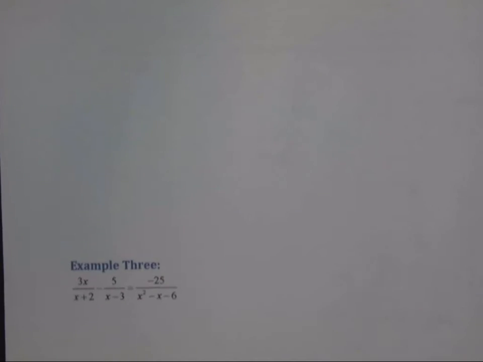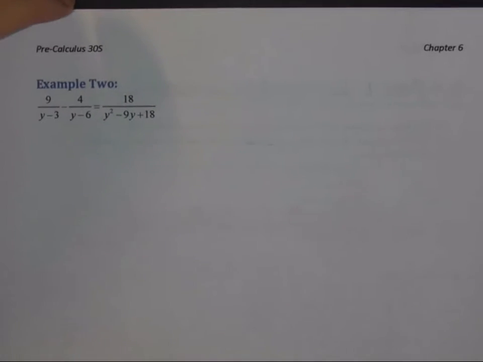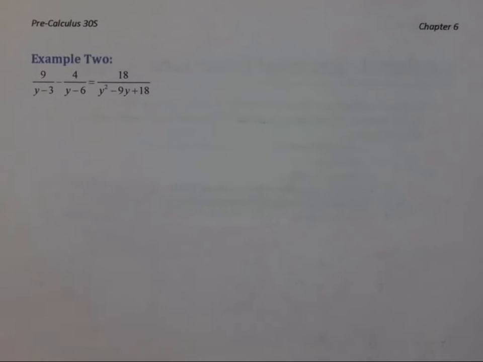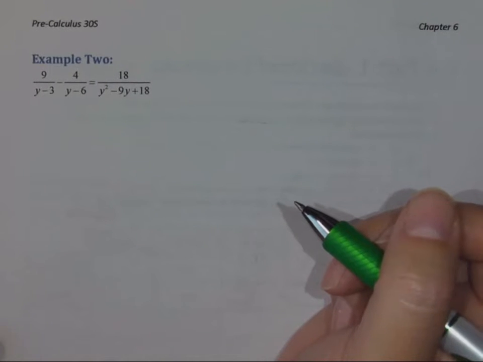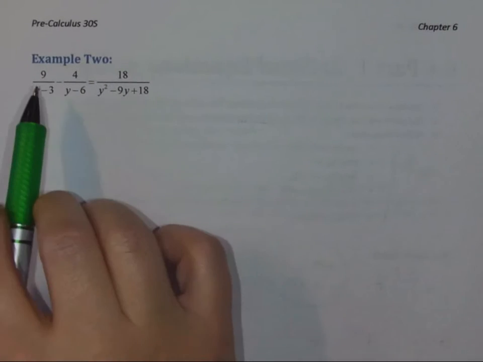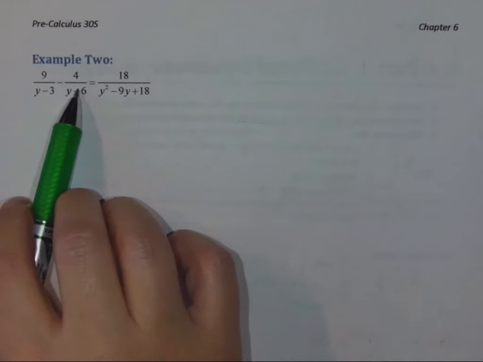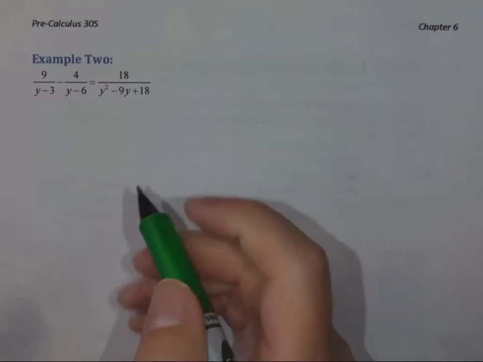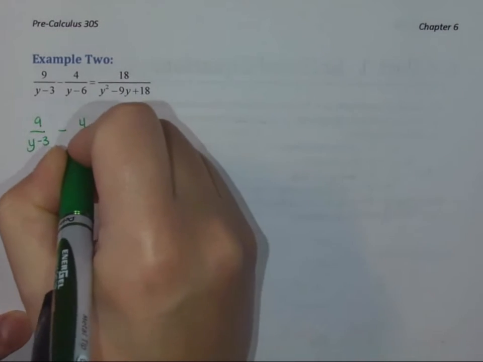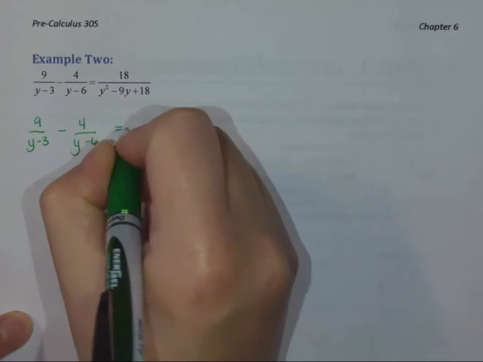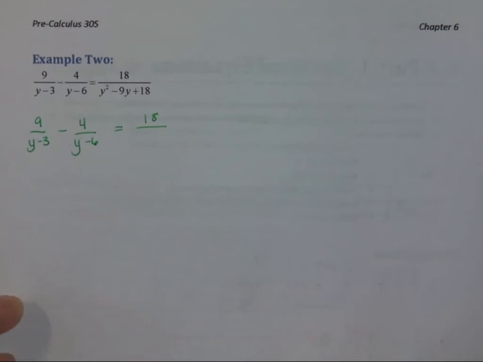Okay. All right. So example number 2. Thanks, Sander. So step 1 says we factor everything. So this one is already factored. This one is already factored, but this denominator isn't. So we're going to go ahead and factor that because that's step 1. Always factor everything. 18 can't be factored, but my denominator factors of 18 that add up to negative 9.